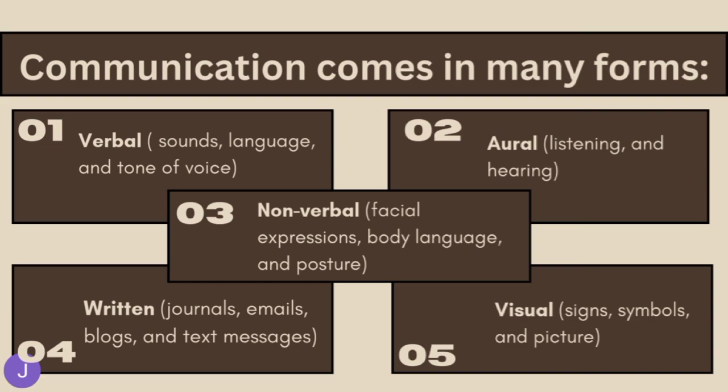First is verbal communication. It is the sounds, language, and tone of the voice. In verbal communication, you are directly telling what you have felt or what your opinion is on one thing. Second is the oral. It is the listening and hearing. The example of this is teacher and student communication. The teacher is discussing the lesson and the students are listening and giving their insights after the lesson.